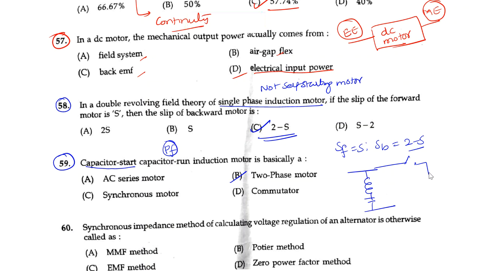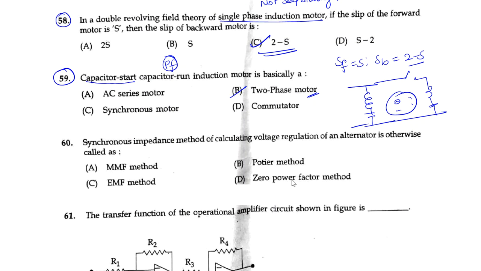We have a winding along with the capacitor like this, and here we have a rotor. So there are two capacitors: one is for starting purposes and the second one is for running purposes, to improve the power factor. So it is a two-phase motor. Next question here.